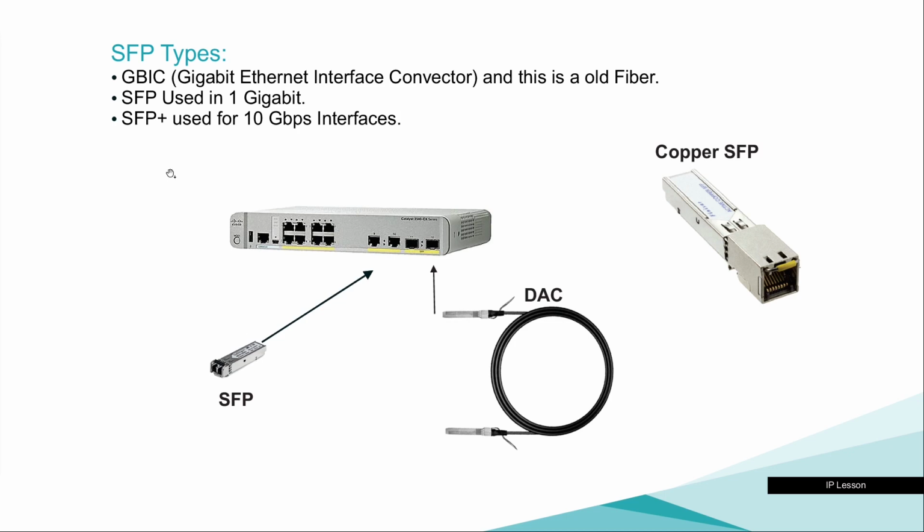So the SFP gives you flexibility, and it's removable. We can choose between multiple speeds, such as 1 gig and 10 gig. There is a fiber SFP and a copper SFP. We can also use the DAC cable because the DAC cable has an SFP on both ends. So SFP is the most appropriate connector in the network.